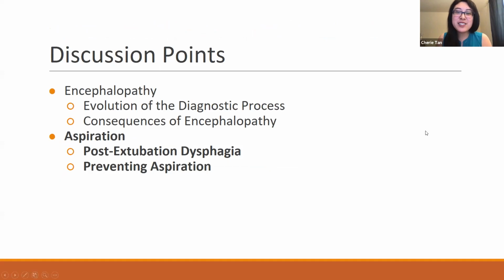Okay, so now we'll switch gears a little bit and talk about aspiration as one of the morbidities associated with ongoing encephalopathy and one that resulted in our patient's mortality. I'm going to talk a little bit about post-extubation dysphagia, but the main bulk of it is trying to prevent aspiration events.